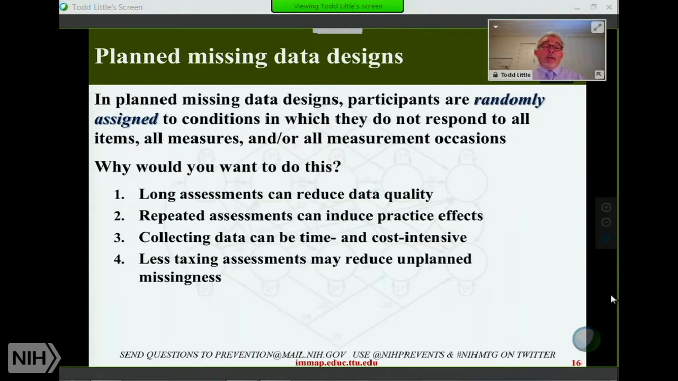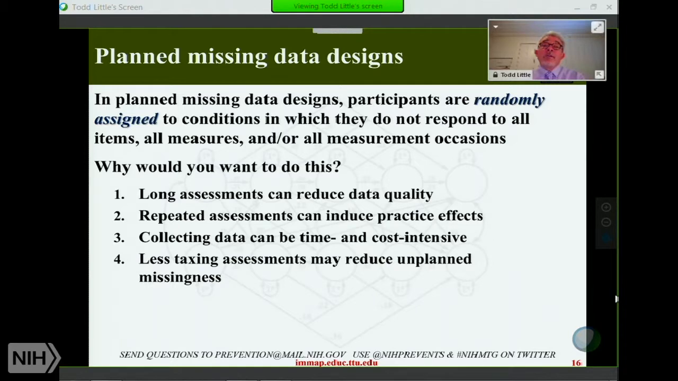Now, the multiform planned missing data protocol basically takes long assessments that often reduce data quality. Those of you who have recently filled out a questionnaire quite often, like me, lose your attention halfway into it, and you might even stop responding before you get to the end of the questionnaire. This is something that is human nature. It's something that's ubiquitous and universal.